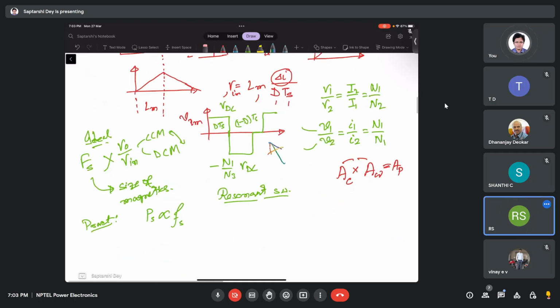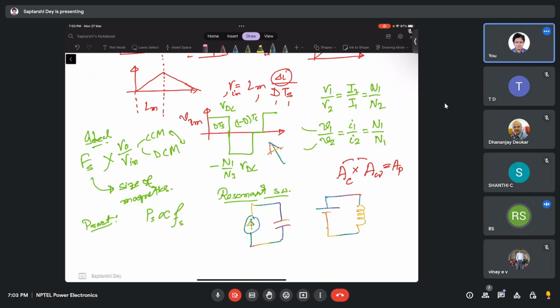Just look at this circuit. Or maybe look at this circuit. These two circuits, will they ever be in steady state? No, sir. In the inductor, the current will be increasing. In this case, the current will keep increasing. In this case, the voltage will keep increasing linearly.